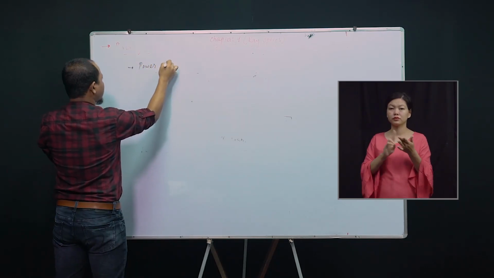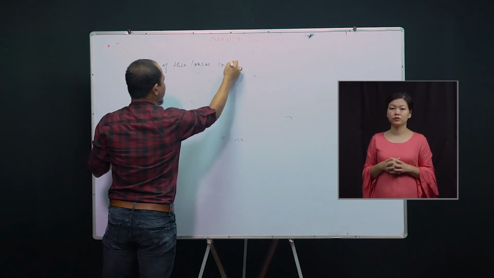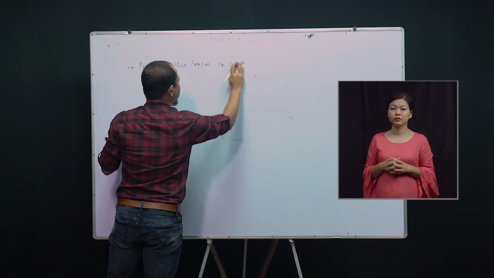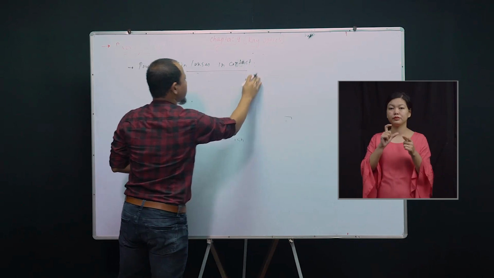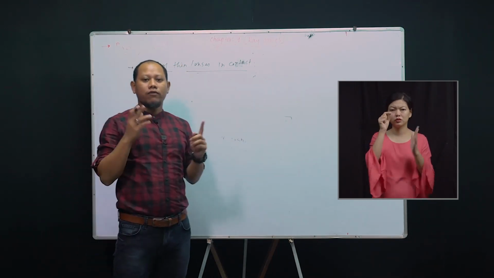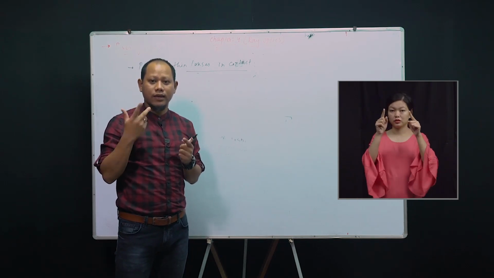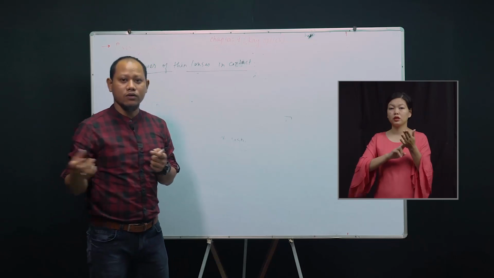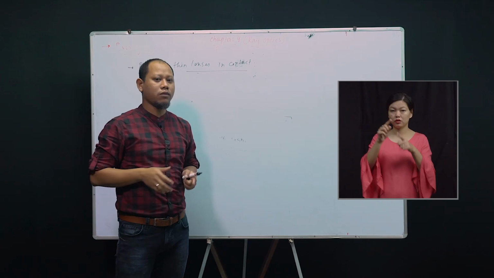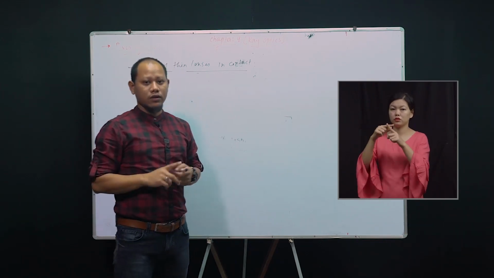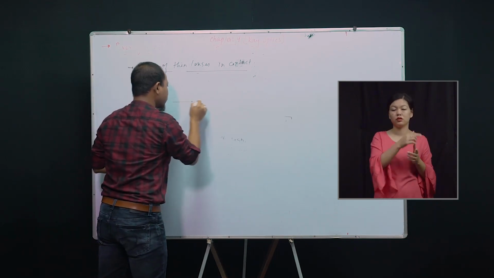Power of thin lenses in contact. Okay, now you have to remember one point. For a concave lens, the power of the lens is negative, and for a convex lens, the power of the lens is positive. Okay, so here, power of lenses in contact, so I will combine two lenses.